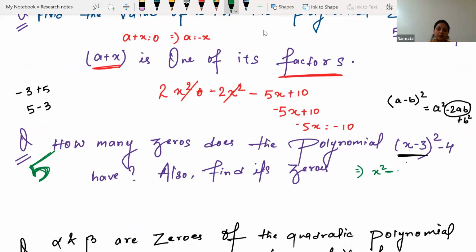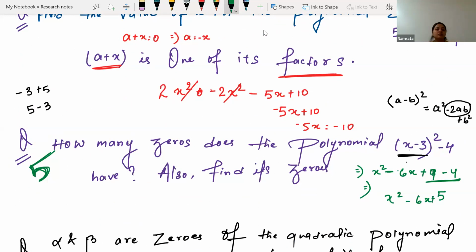We can apply the formula a square minus 2ab. 2ab will be 2 times 3 times x, 6x, plus b square, that is 3 square, that means 9. Minus 4 is there. Here we will do the simplification. 9 minus 4 is 5. So we ended up getting x square minus 6x plus 5.